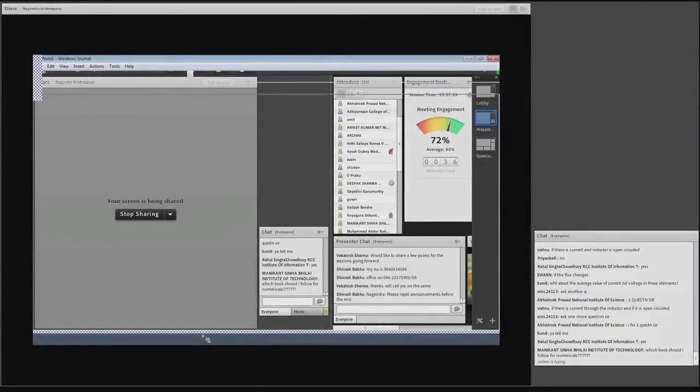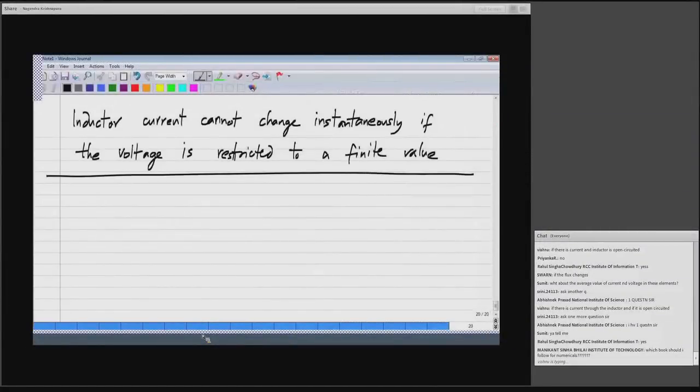I was asking that for linearity of each and every element, we will have to take the superposition principle only. Yes, if you want to check for linearity, you have to check the superposition principle. The question is, how do you test for linearity? To test for linearity, you have to apply superposition and then see if it is valid or not.